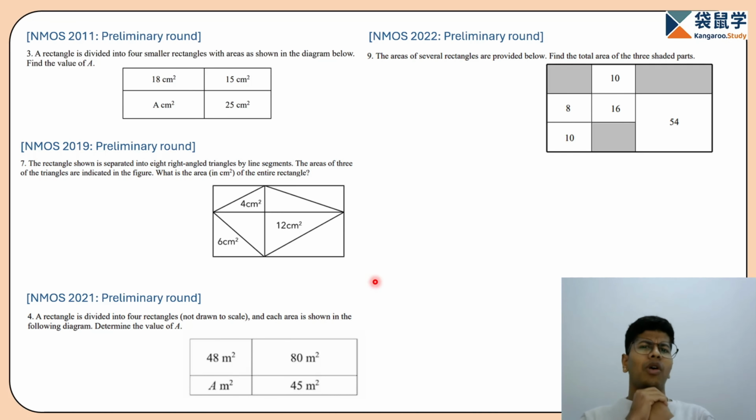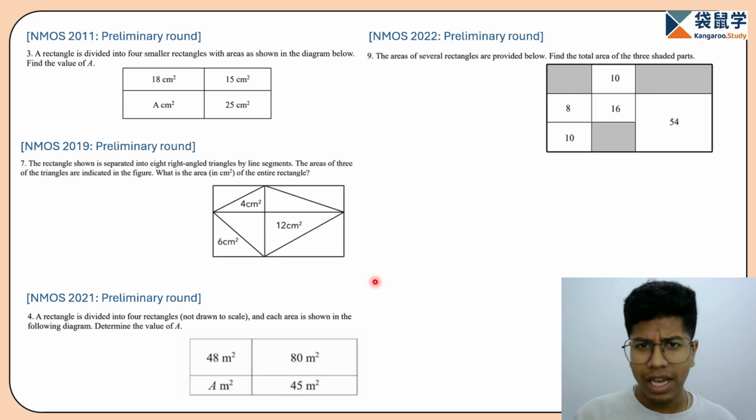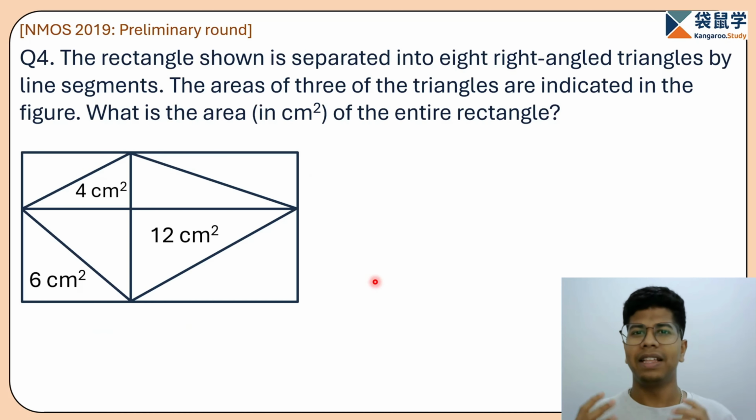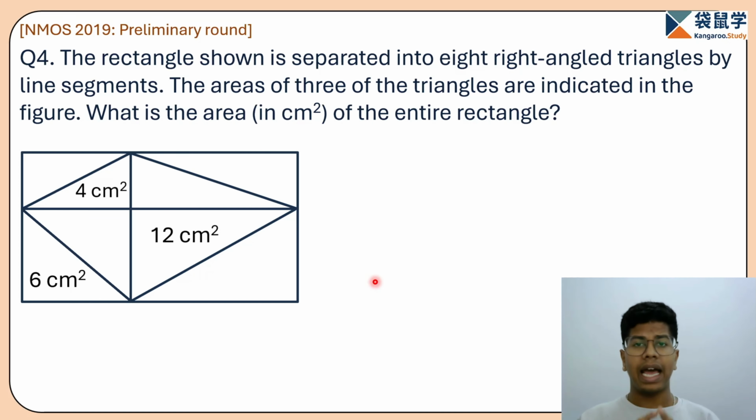So what is the TN model? Let's try to understand first. Out of this, the question that we have selected today is question number 7 of 2019. This is the question. Let's read it once. The question says, the rectangle shown is separated into 8 right angle triangles by line segments. The area of 3 of the triangles are indicated in the figure. What is the area of the entire rectangle? The question is asking us about the area of the entire rectangle.